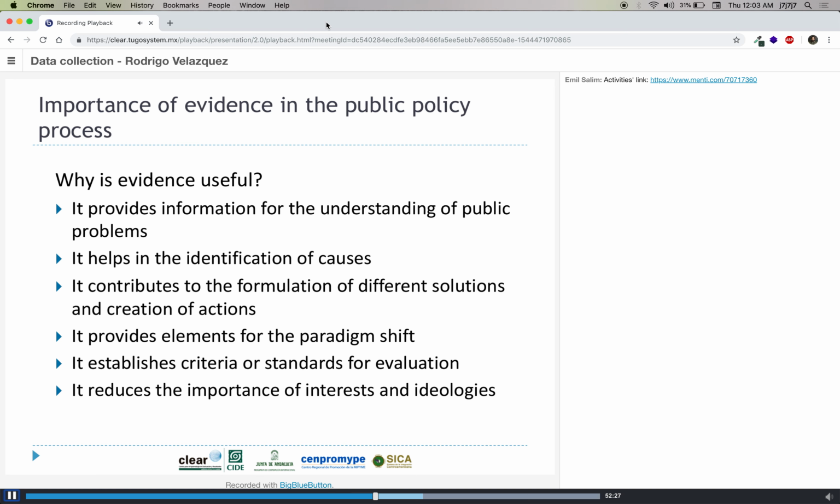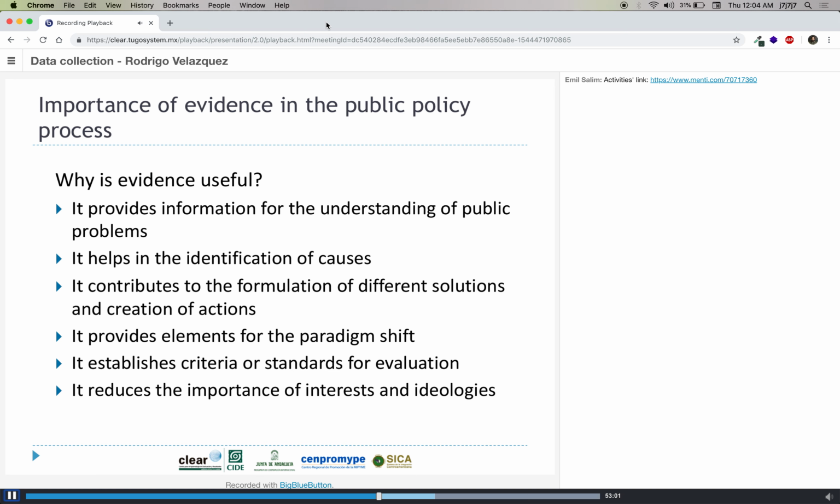So in many cases, decision makers design or implement public policies following some ideologies, but of course they lack evidence. And when we provide evidence and when we collect information, this is going to reduce the importance. Of course, this cannot be eliminated, but providing evidence can help us to reduce this importance. And in this way, we can also modify government actions.